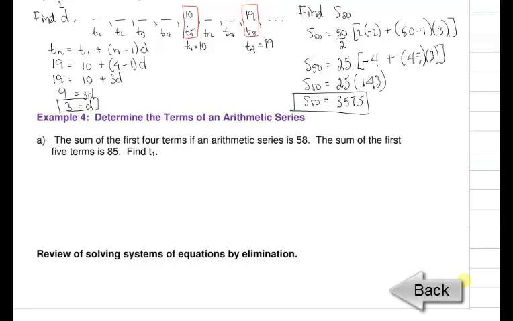Example 4, determine the terms of an arithmetic series. So we're going to take a look at two examples here that are fairly similar. On the first one, you're going to have two consecutive sums of the same series. And on the second example, you're going to get two sums of the same series, but they won't be consecutive. So let's take a look at the first one. It's easier. You are told that the sum of the first 4 terms of an arithmetic series is 58.